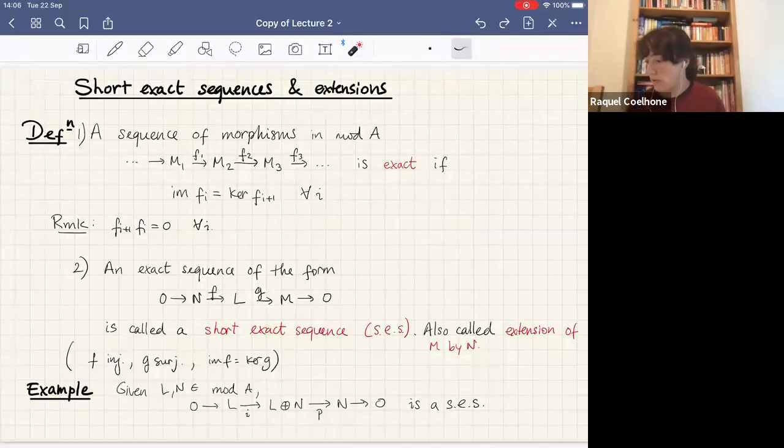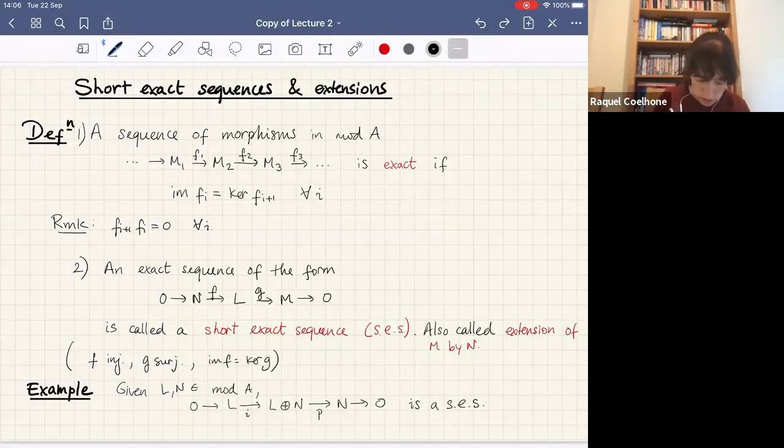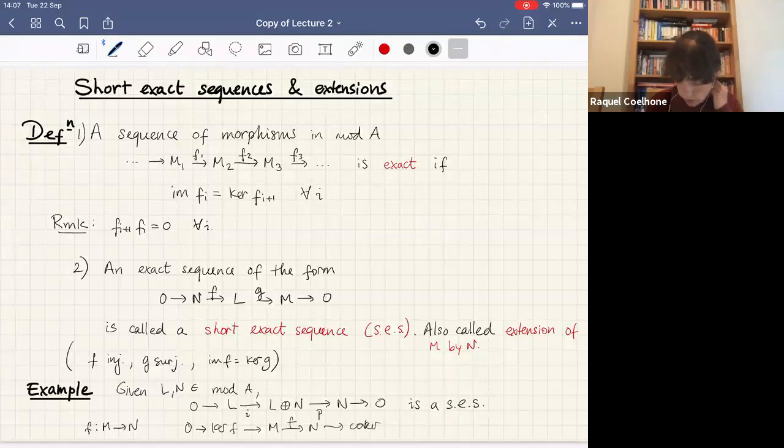We're going to give a name to this, but we can also associate an exact sequence to a morphism. So if you have a morphism f from M to N, then we can consider the kernel included in M, and consider the cokernel of f. And this is the projection. Then this is an exact sequence.